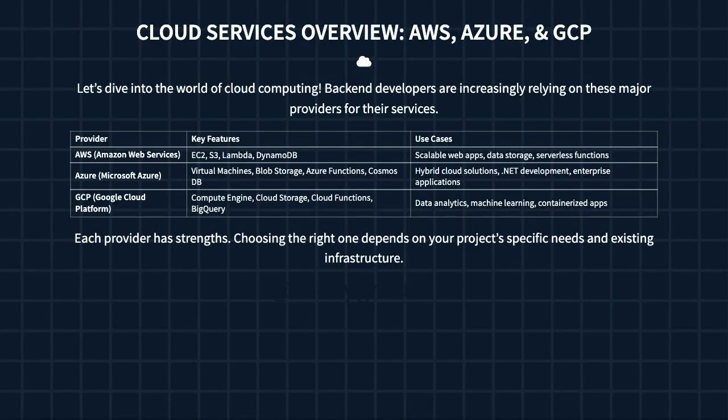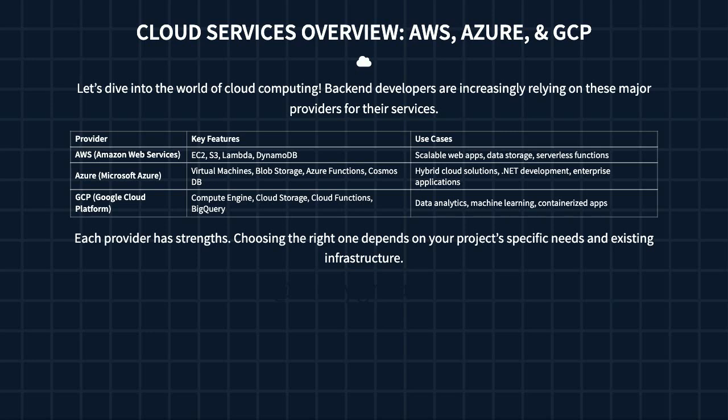Okay, so as a backend developer, you'll hear a lot about cloud services these days, and for good reason. We're talking about AWS, Azure, and GCP. They all offer massive amounts of computing power and storage, but they each have slightly different strengths and target different use cases. Think of AWS as the most established player with a huge range of options.